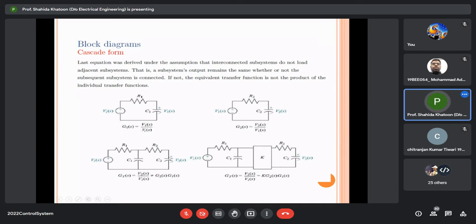If you actually derive this, you can go on adding this, and you can add a constant also. So what is the output upon input? What is the transfer function? Overall transfer function becomes V2(s) upon Vi(s). So it is K into G2 into G1, where G1 is this, G2 is this. So please note down this diagram, this circuit diagram.